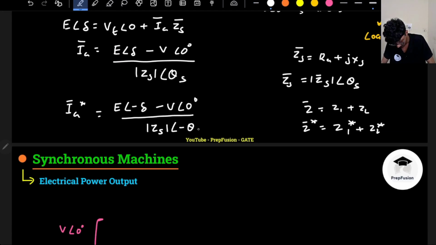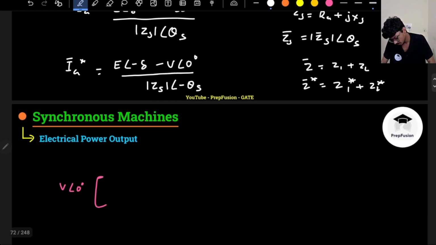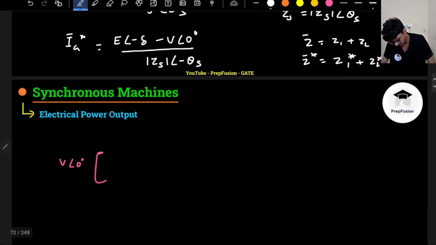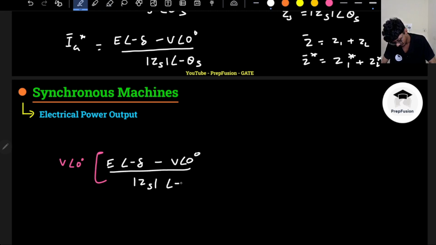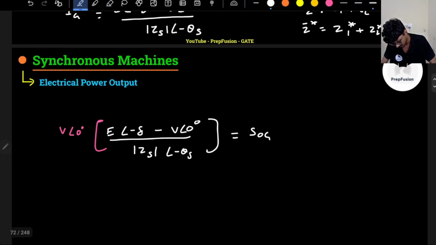This will be minus of theta s. Okay. So now basically here, I will replace this. So this will be E angle of minus delta minus V angle 0, that is V only, it is a real quantity, divided by magnitude of Zs angle minus theta s. So I can individually divide this. This will be equal to the apparent power output of the generator.